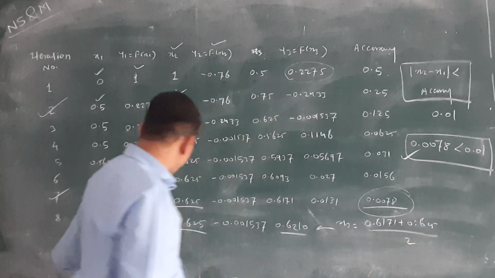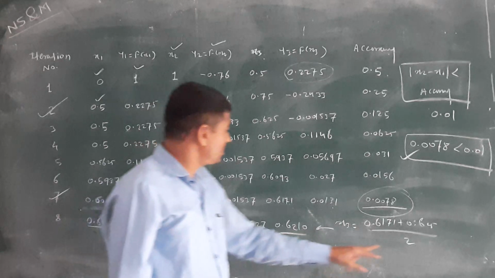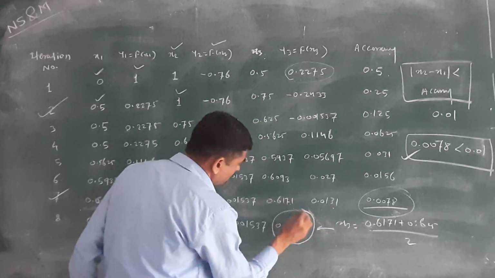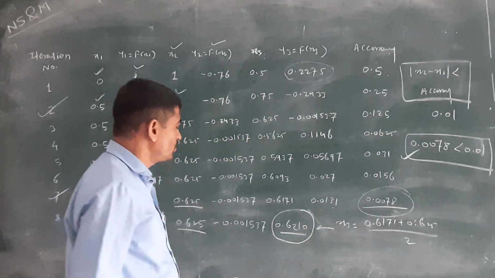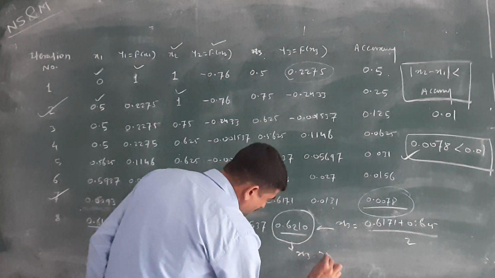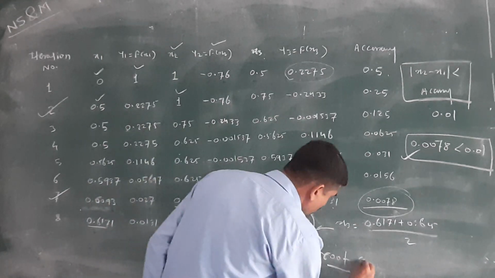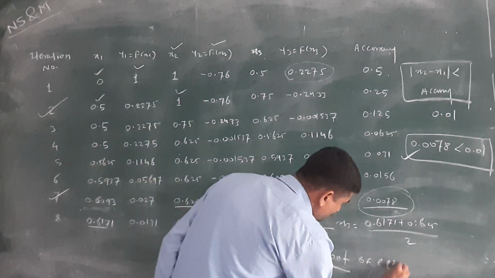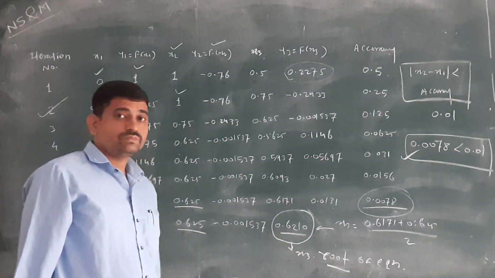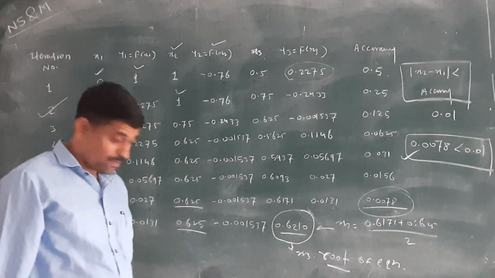0.6171 plus 0.625, meaning x1 plus x2 divided by 2, will give you the value of x3. You will get the value of x3 as 0.6210. This is the value of x3, or this value satisfies the root of the equation. Okay, the root of the equation x3 is equal to 0.6210. This is your final answer.